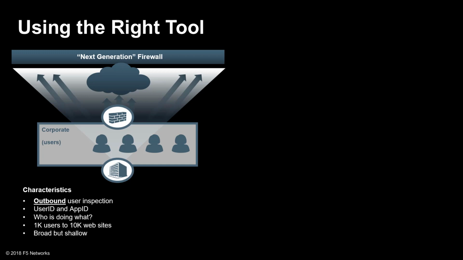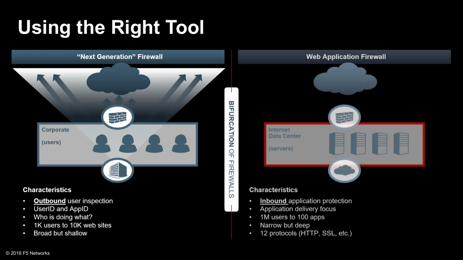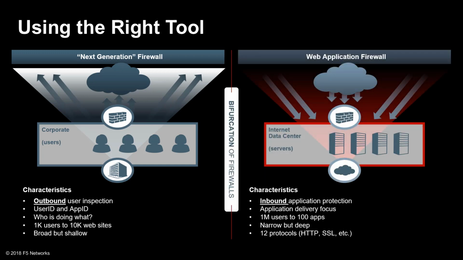But a next generation firewall is a device that knows a lot of applications. It does inspection at layer 7, the application layer, but just to identify applications. That is not our goal. Our goal is to protect the application itself, and the right tool to do this is a web application firewall.